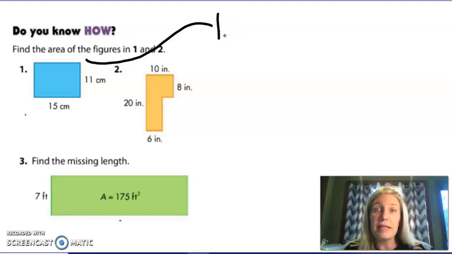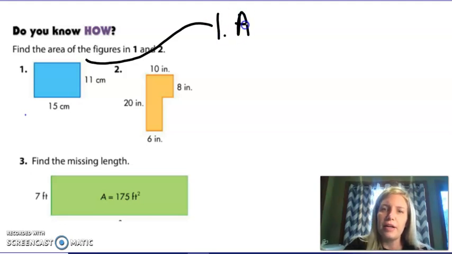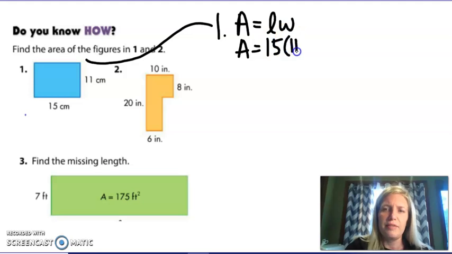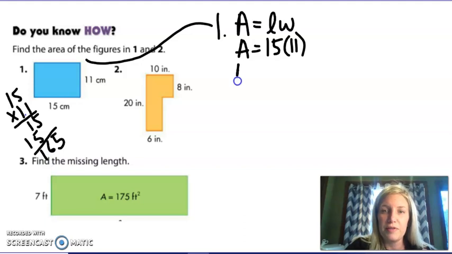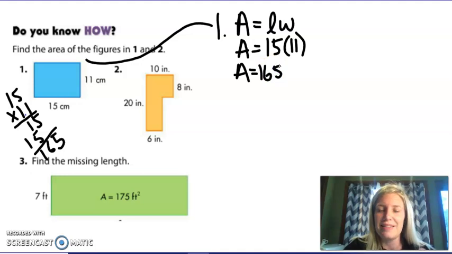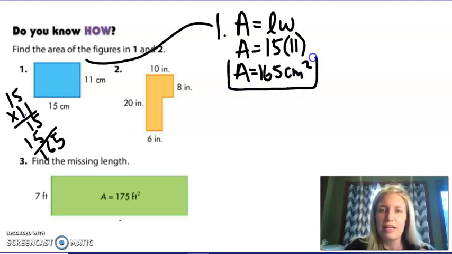Number 1, this is a rectangle. The formula for a rectangle is area equals length times width. So I write area equals, and I have to do 15 times 11. Okay, so I'm going to go over here and do it. 15 times 11. Get a 5 and a 1, and a 5 and a 1, and I add them. I get 165. So area equals 165. Now, did you remember the units? Centimeters squared. Okay, so that's answer number 1.